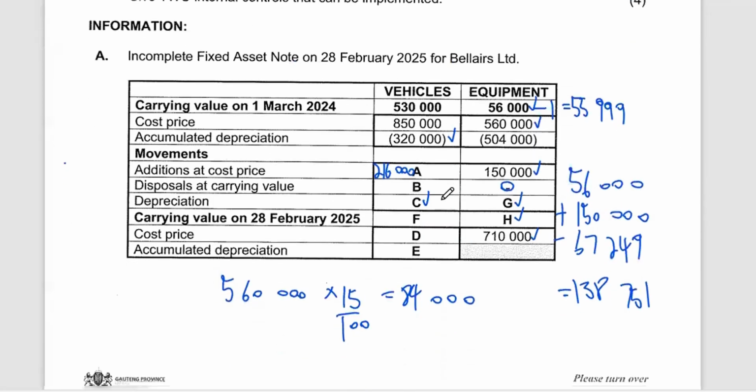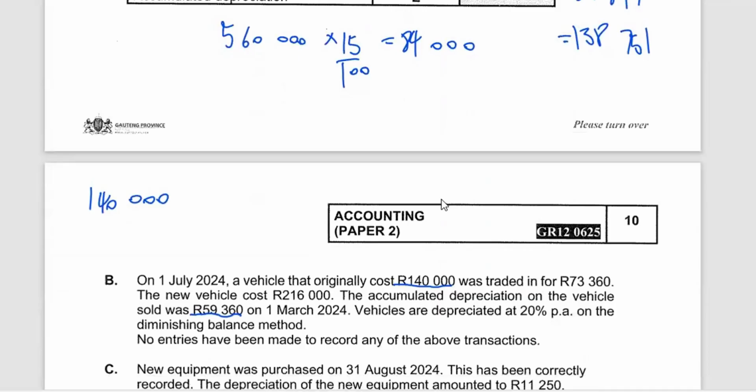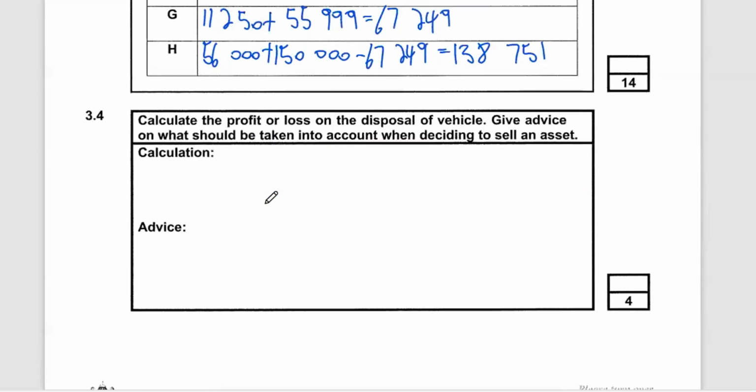So now, how much did you sell it for? We have received 73,360, which is less. It means that we have made a loss. So to calculate our loss, we're going to say 75,264 minus the amount that you have received, which is 73,360. Then we get 1,904, which is our loss.